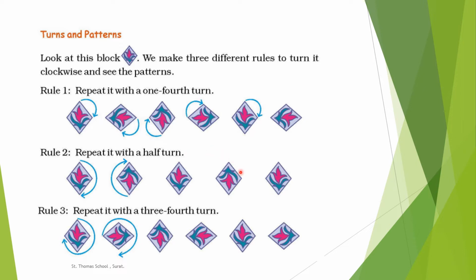Clear. So again it is going upwards. The flower you can see it is showing an upward direction. And again one more half turn, it is going downward, and one more half turn, it is going upward. So this is according to the half turn.